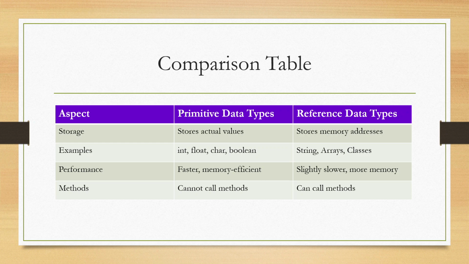So to summarize, primitives is equal to direct values and faster. References is equal to addresses to objects, can use methods. This is the basic but very important difference in Java that every programmer must know.